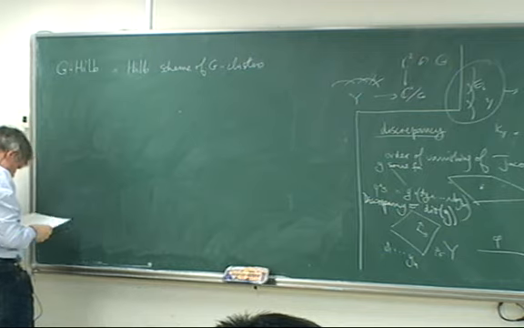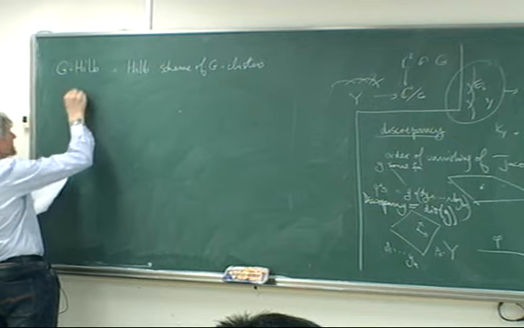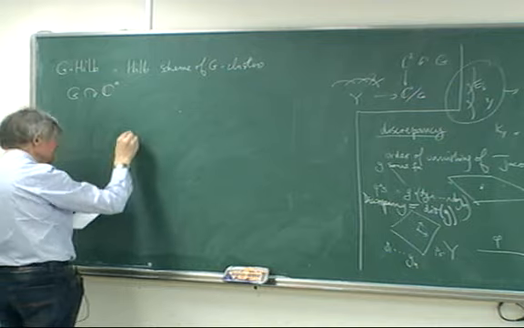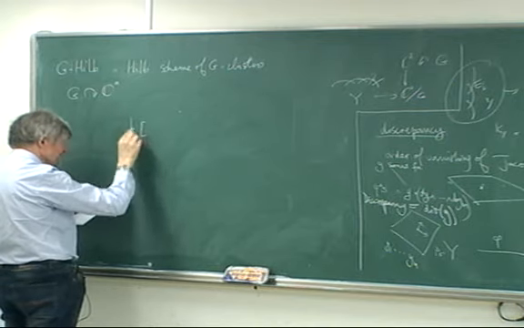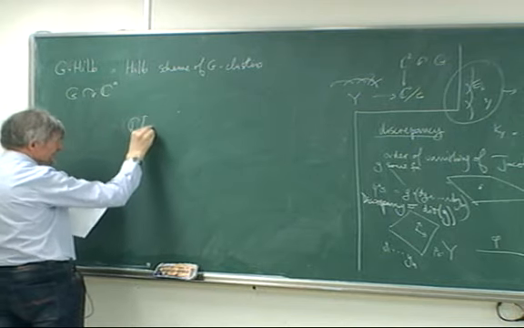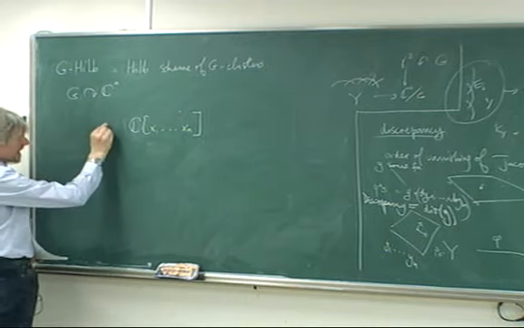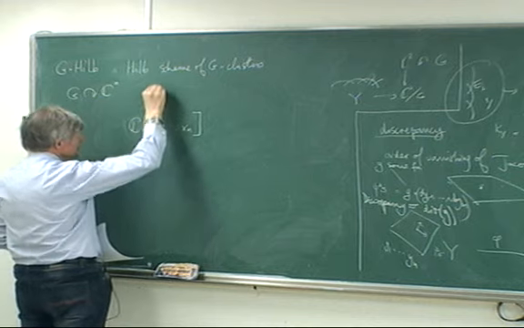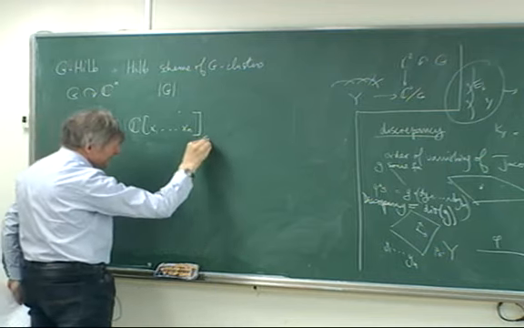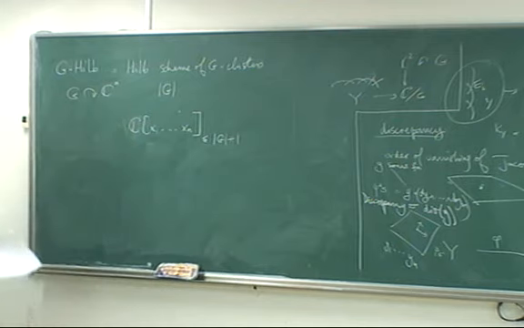So let's think of it like this. I've got G acting on C^n. Here's the polynomial ring, C[x1, ..., xn]. Let me think of the order of the group G as being fixed, and let me take elements in the ring of degree less than |G|+1. Maybe |G| is enough, I'm not quite sure.